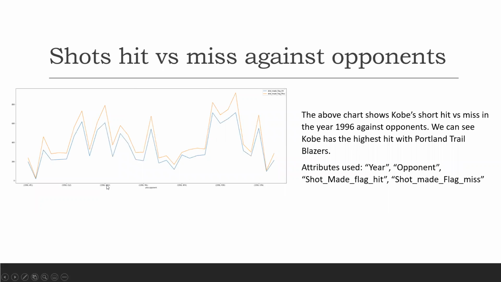The next is the shots hit and missed against the opponent. The chart shows Kobe's shots hit versus missed. Since the year 1996, against the opponents, we can see Kobe has the highest hits against Portland Trail Blazers. The key attributes I used are year, opponent, shot made, hit, and then the shot made flag that is missed.